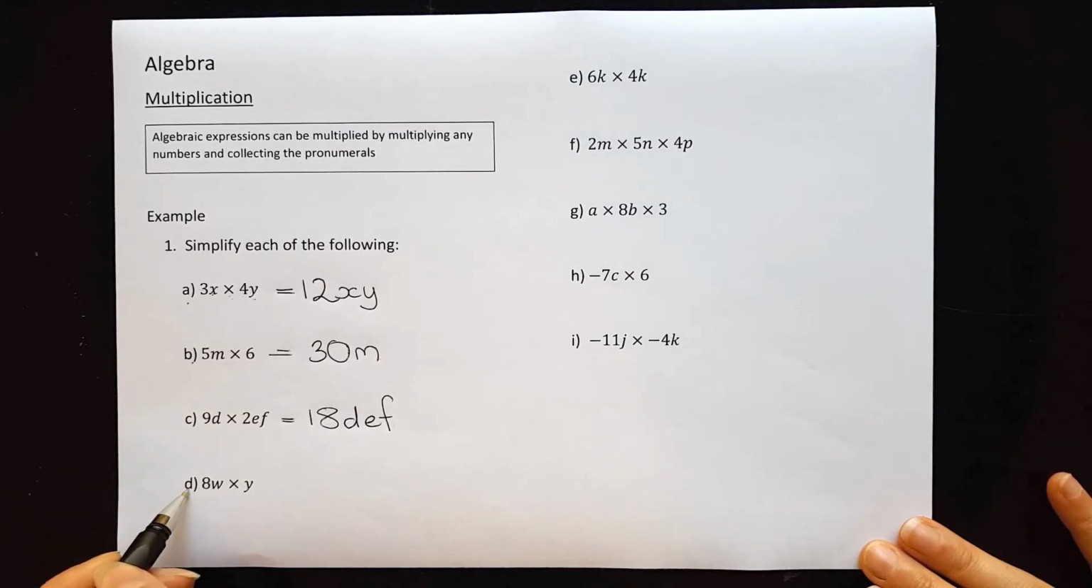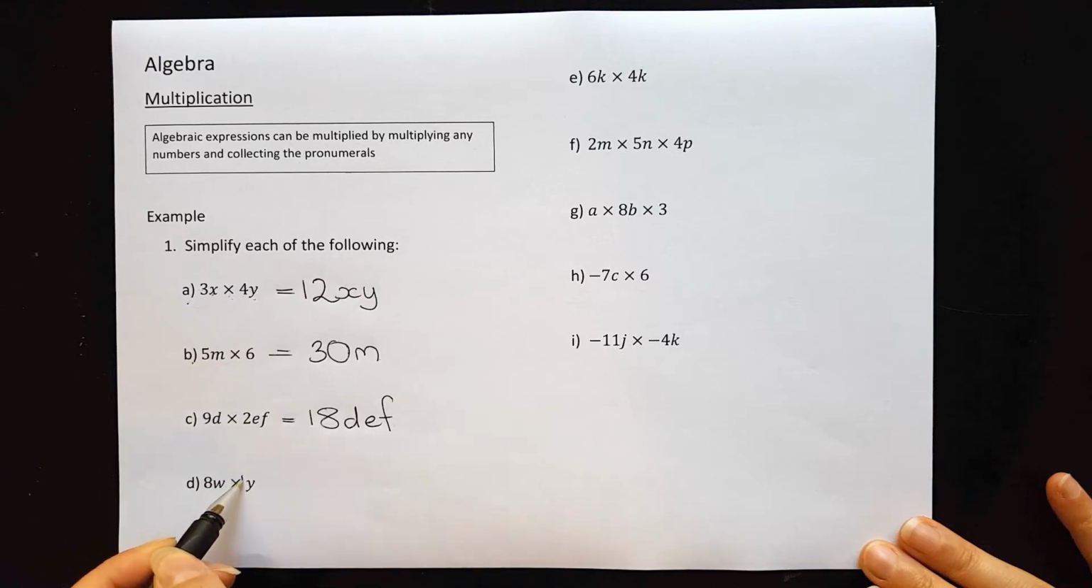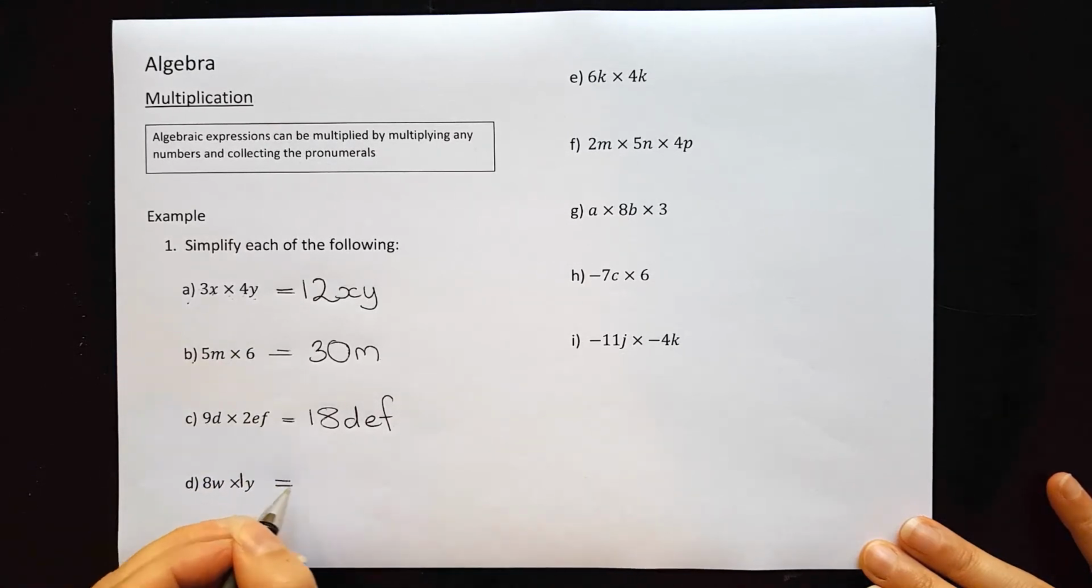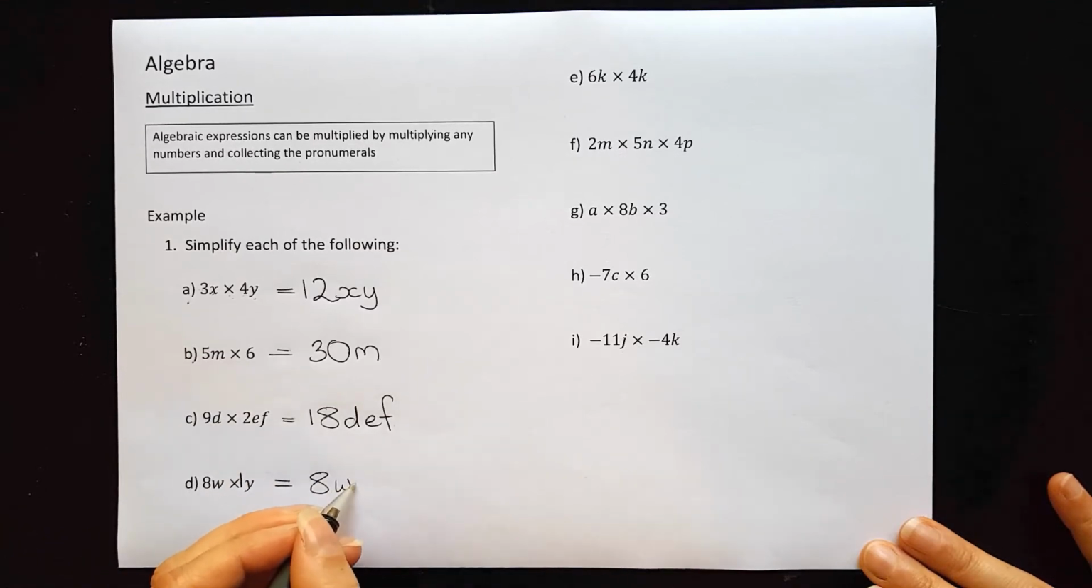Let's do it again. D. 8 is the only number I have there. We could put a 1 here if it makes you feel better, and we would do 8 times 1, but it just means that we get an 8 for our number. We need to collect up the letters, W and Y. They're just going to sit afterwards.